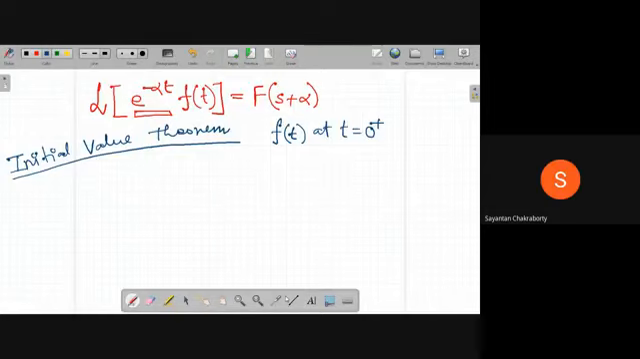But in some of the literature or some of the books, they normally don't reiterate this fact, t equal to 0 plus. But in the initial value theorem, we should always remember that it is t equal to 0 plus, not t equal to 0, right? Did you understand what is happening?